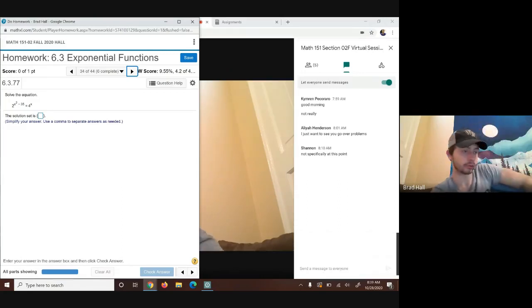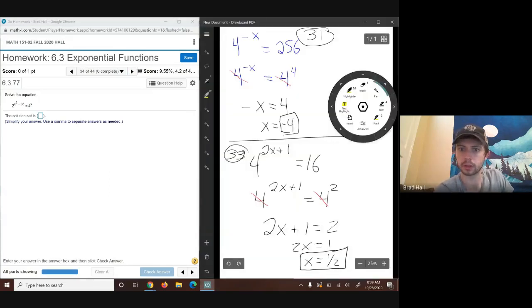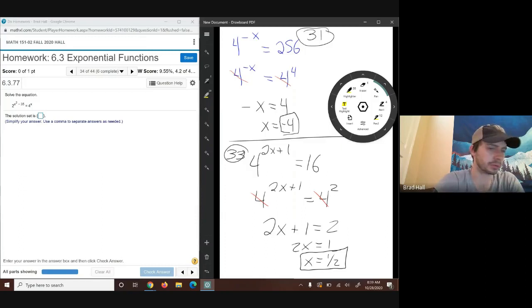So I did not do this one. I think this is a good one to look at, actually. So I'll talk about 34 here. I think this one's a little bit more complex. 34 here from the homework.